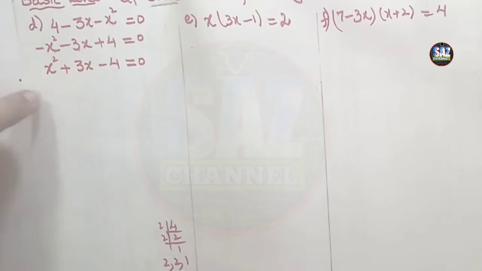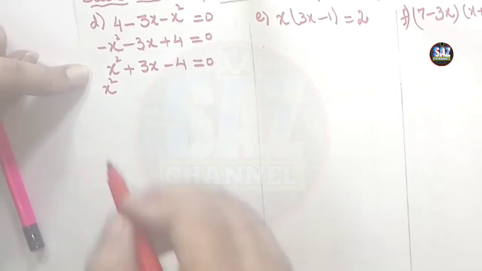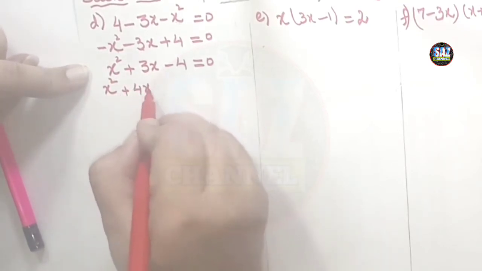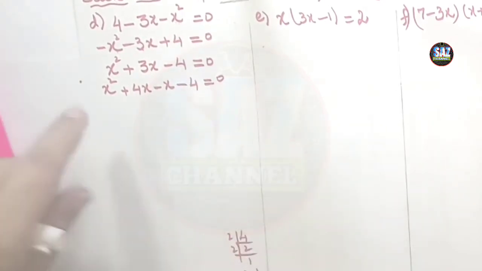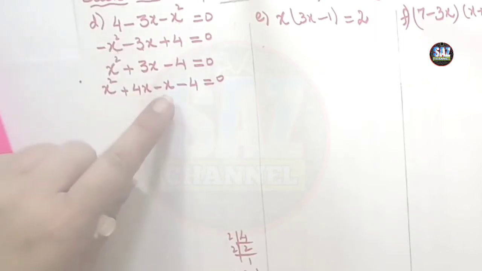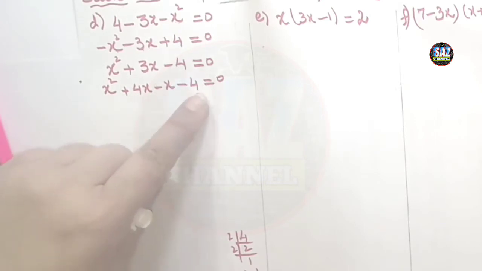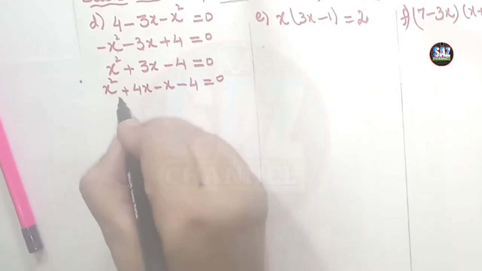We have learned a lot about the factorization of quadratic expressions by hit and trial method in the previous lesson. If you have any difficulty in understanding the method, you can watch those lessons. Okay, now my next expression will be x square plus 4x minus x minus 4 equals to 0. When I will take away x from 4x, my answer will be 3, that is the middle term. And when I will be multiplying 4 by minus 1, I will get the product term. Now make the groups of like terms.